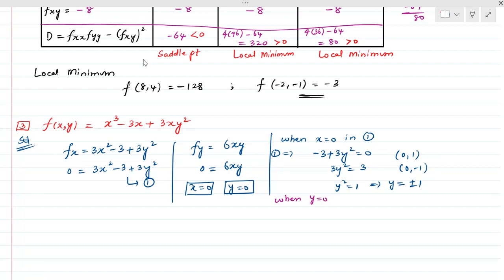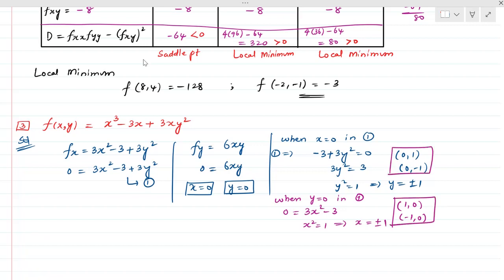When y equals 0 in 1, it becomes 0 equal 3x squared minus 3. Move the 3 here, so you will get x squared equal 1. If you take a square root, it becomes plus or minus 1. So now the points will be (1, 0) and (-1, 0). So I have to discuss the maxima and minima at these 4 points.